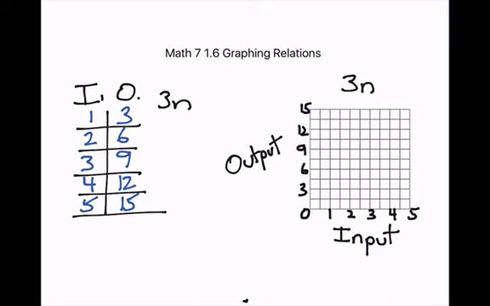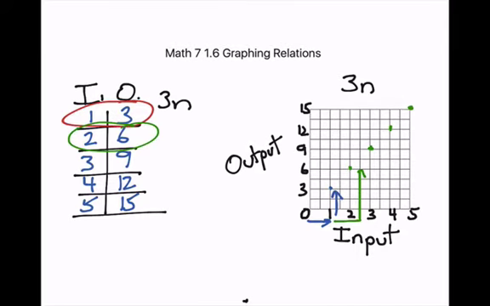Moving forward then, we can actually plot the actual dots on the grid. So starting at 0, if we look at the table, we need 1 and 3. Let's do the input first, followed by the output. We go over to 1, and then up to 3. Then what we need to do is do 2 and 6. So, over to 2, up to 6. Let's do it with the rest here as well. 3 and 9, 4 and 12, and 5 and 15.